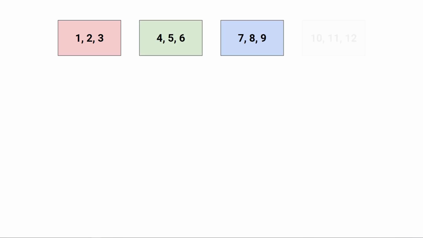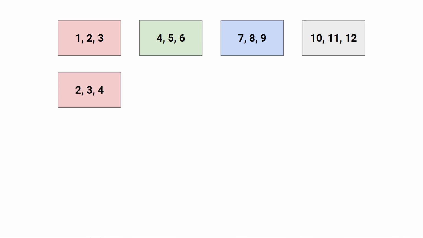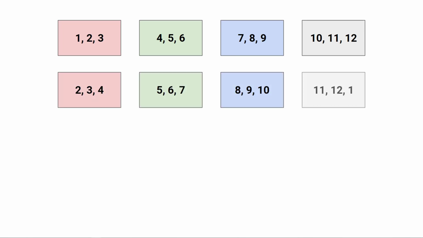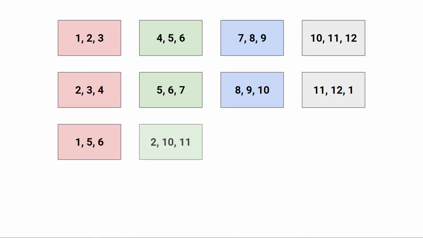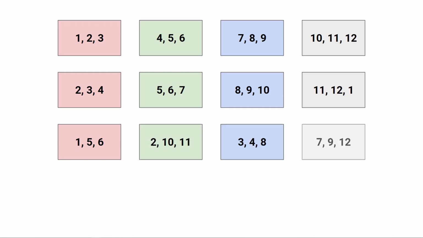Here are 12 students, and I'm just going to try to understand what's happening first. So one way to create the groups is to have students 1 through 3, 4 through 6, 7 through 9, and 10 through 12 in a group. I could also have students 2, 3, 4 in a group, 5, 6, 7 in a group, 8, 9, 10, and 11, 12, 1 in a group. Or I could just have something more random like 1, 5, 6, 2, 10, 11, 3, 4, 8, and then the last group would have to be 7, 9, 12.